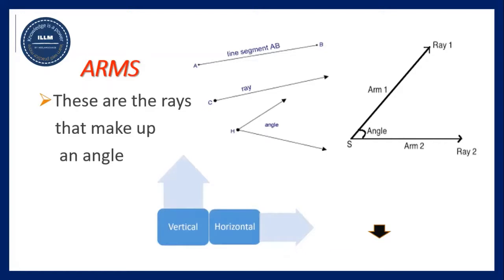In the next example, you can see two arms. One is vertical and one is horizontal. They both join at a common point and make a right angle, meaning a 90 degree angle. In the next example, you can see a traffic sign, which you must have seen on the roads. This sign also has two arms and both arms join together and make an angle.